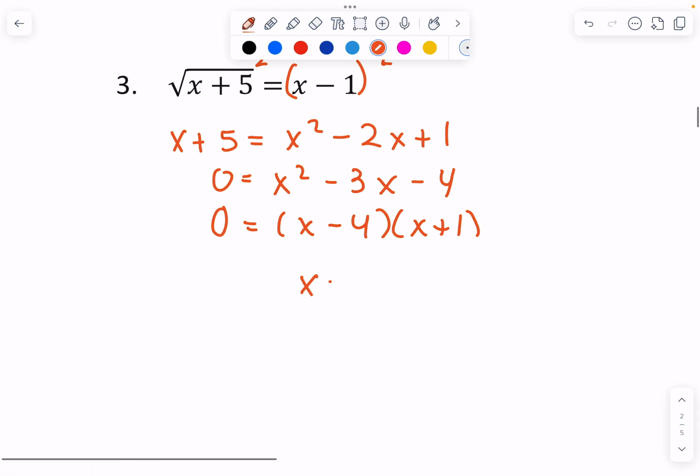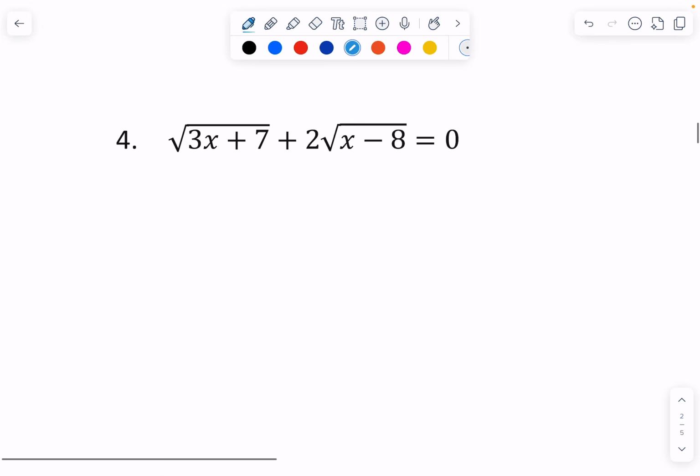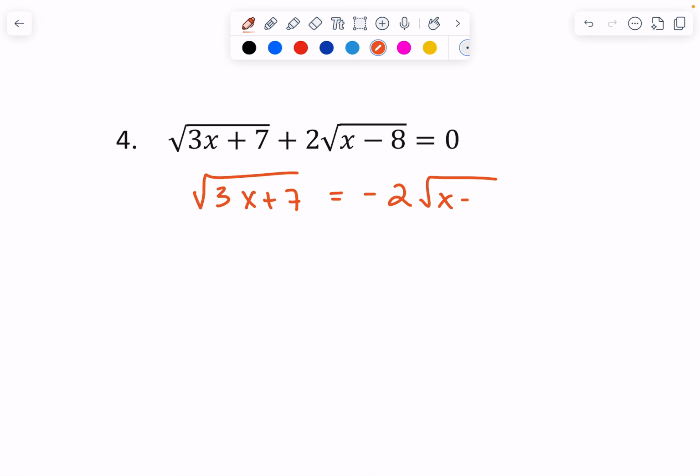So the two solutions are positive 4 and negative 1, but the negative 1 is extraneous, so only 4 is the solution. Here, it's not possible to isolate both radicals at the same time, so I'm just going to isolate one. And it doesn't matter which one you choose.